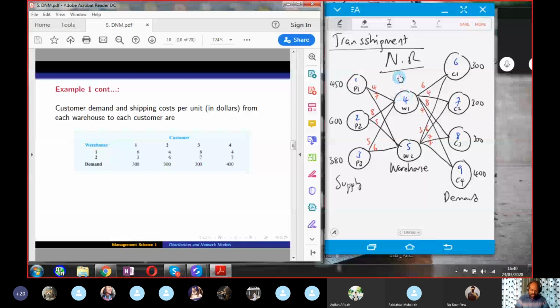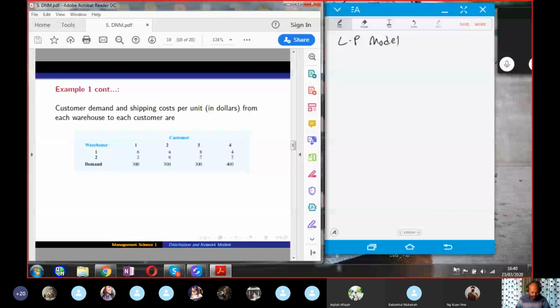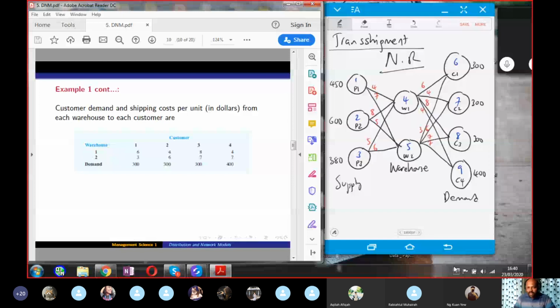Okay, now we have done the network. Let us do the LP model, the linear programming model. Of course, minimize. We're going to find the quantity. In transportation, there's only one part of quantity from supplier to demand. For transshipment, you have two portions. One is this, and another one is this. Two portions.